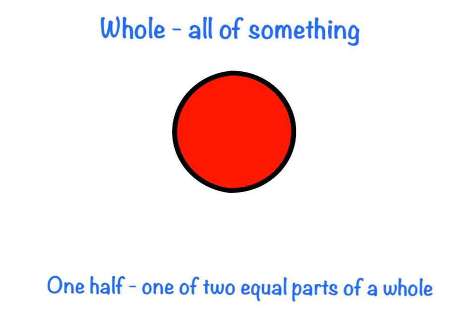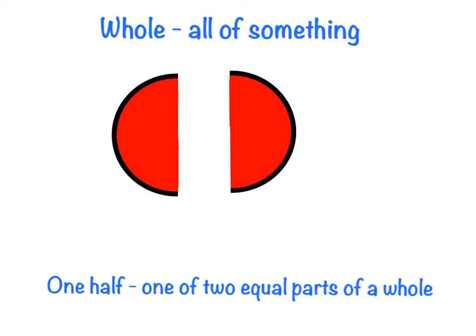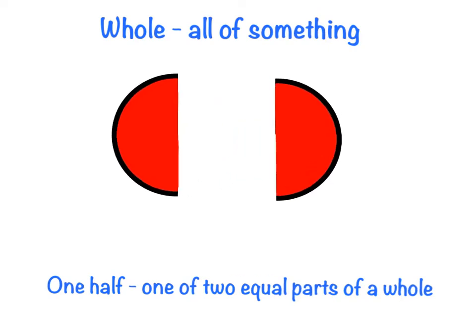Okay, let's see if I can get my laser out to help me. Okay, I've got my laser. I'm going to slice it right down the middle. There we go. Now, I need to see if I have cut this whole circle into two equal parts. 1, 2. Great. I did it.